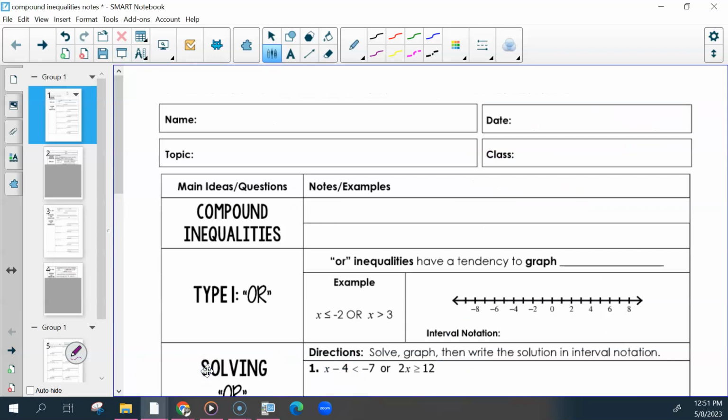Today we're doing our 4th review lesson. We only have 2 more after this. On compound inequalities, I'm going to let you write this down first.